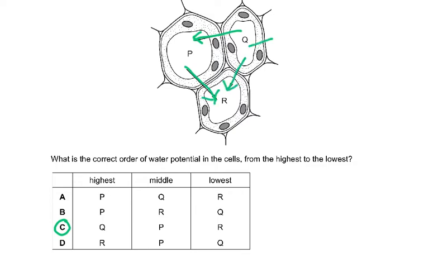The fact that water is going from Q to P, P to R and Q to R, means of course this would be, say, minus 100. This is how we measure it. So this would be minus 90 and this would be minus 80. This is how we measure water potential. So Q would have the highest water potential because water is moving from Q to P and Q to R. But water is also moving from P to R. So that means P is more than R and less than Q. That is why it was Q, P, and R.